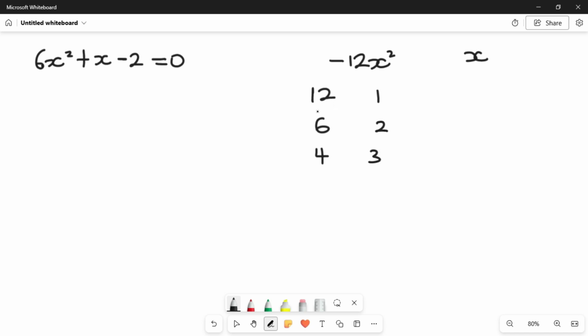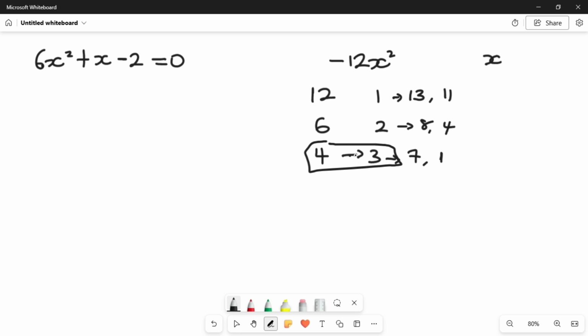So which one is going to give us x, or 1, okay? Because the coefficient of x here is 1. Look at 12 and 1. If you add these two, you have 13. If you subtract, you have 11. Here, if you add, you have 8. If you subtract, you have 4. Here, if you add, you have 7. You can see, if you subtract, you have 1, which is the coefficient of x here. So we are going with 4 and 3, okay, 4 and 3.